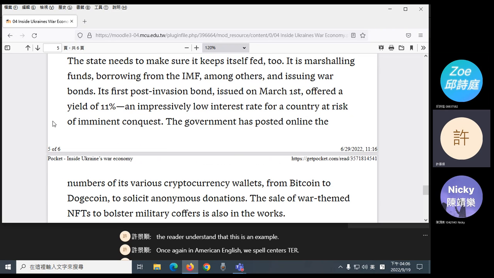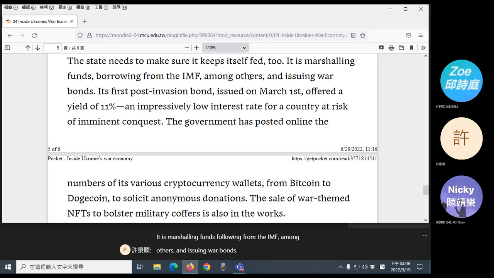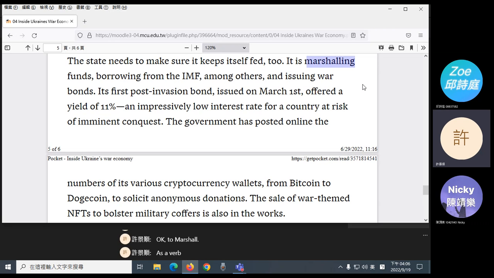The state needs to make sure it keeps itself fed too. It is marshaling funds, borrowing from the IMF, among others, and issuing war bonds. Okay, to marshal as a verb means to gather, to raise, to increase. In Chinese, we call this 招兵买马.